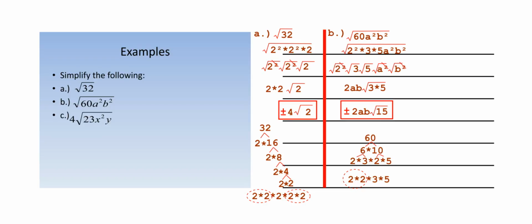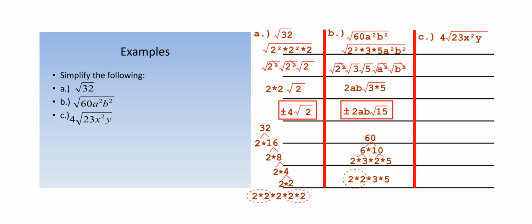There it is. Let's go for the last one. We have 4 square root of 23 x squared times y. Notice the 4 is outside of the radicand already, outside of the square root. So it does not get affected. Be aware of that. If it's outside of your square root, it does not get affected by the square root. But the 23 is inside the radicand, inside the square root.